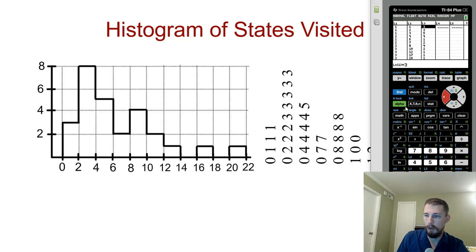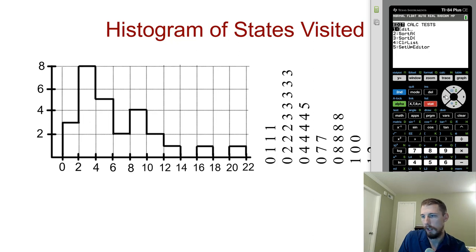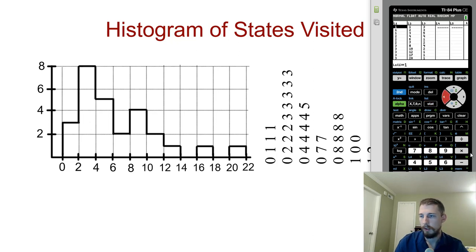Okay, so what we're going to do is hit the Stat button. We have our own button. How nice is that? And then we're going to go to Edit, so we hit Enter, and we're going to input our data. So in List 1, we're going to input all of the individual data. There's 27 of those altogether.